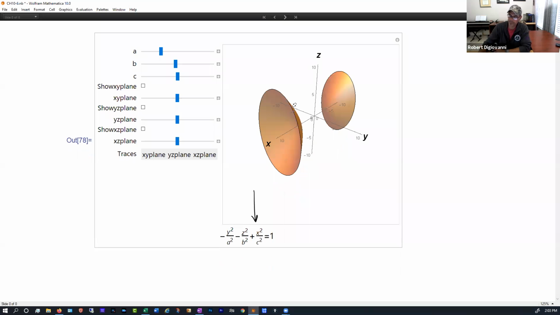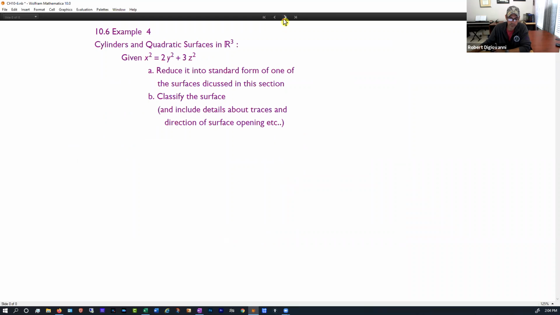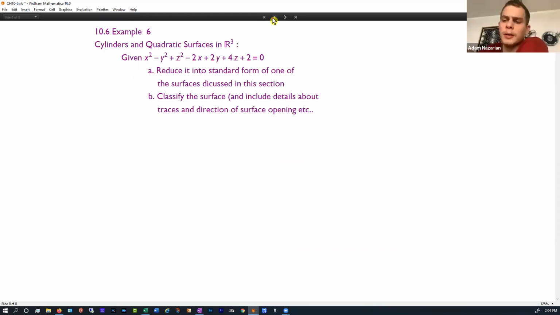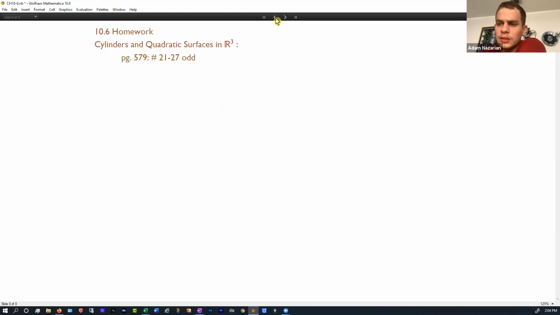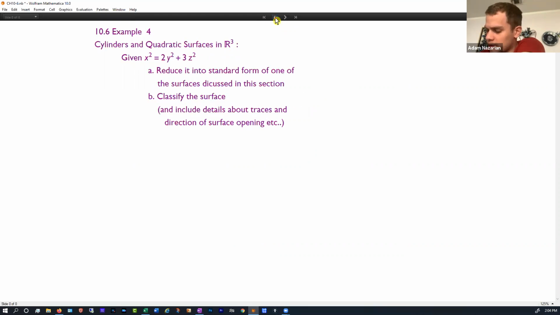All right. Any questions? The cone, would you be able to consider that also as a hyperboloid of two sheets? Well, or not?